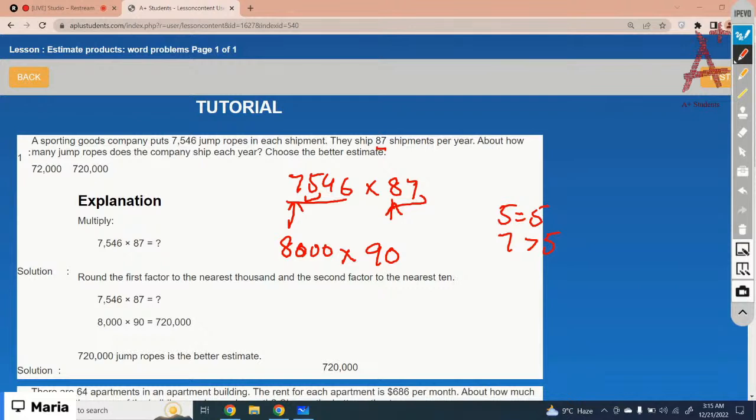Got it? Just multiply the non-zero values. 9 times 8 is 72, and write the zeros as they are. You have 4 zeros, 1, 2, 3, and 4. So it would be 720 thousands. Got it, everyone?